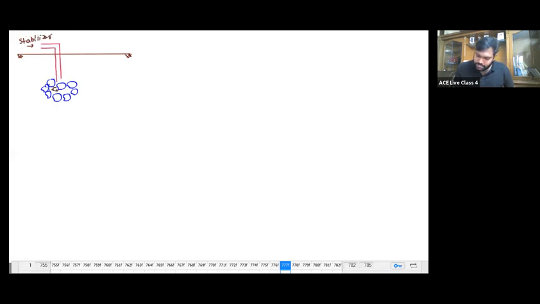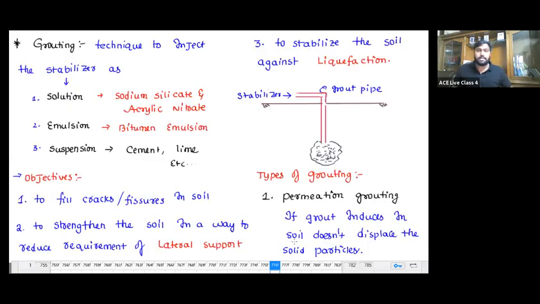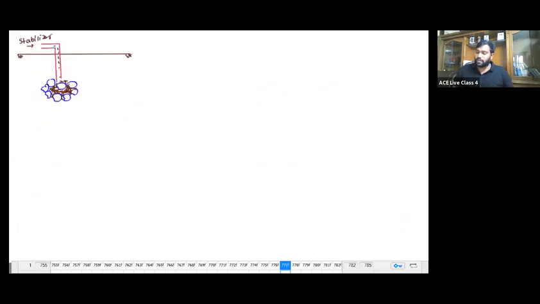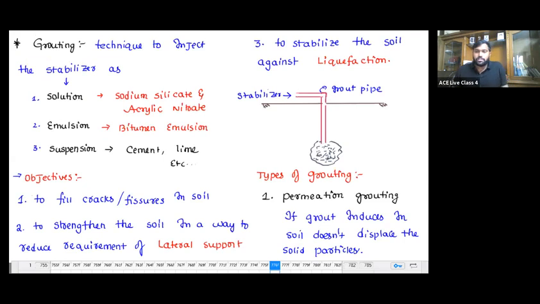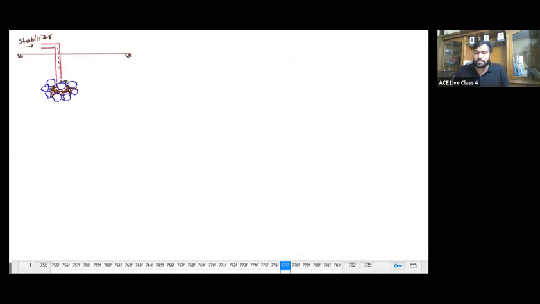And if it just passes through the voids without displacing anything, such type of grouting is known as permeation grouting. In simple words, you can remember it as what is meant by permeation grouting: if the grout induced in soil does not displace the solid particles, we can call it permeation grouting.